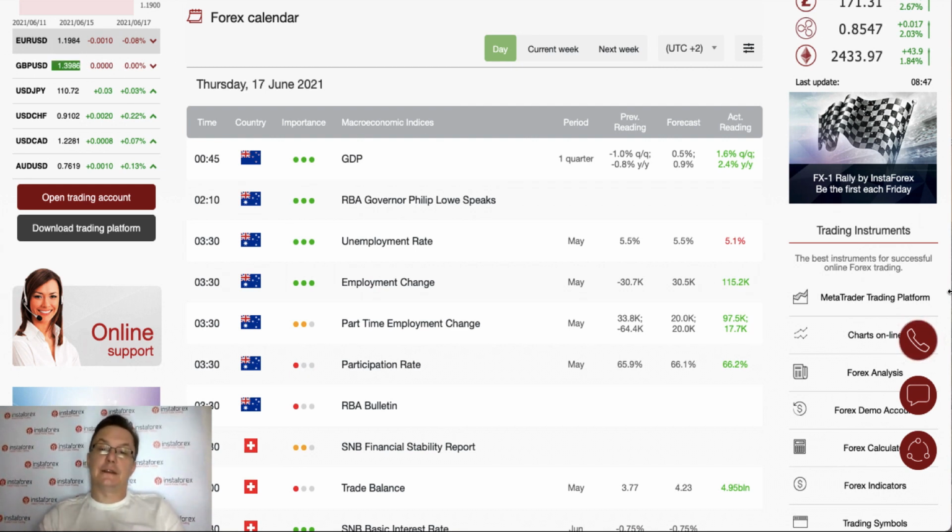Today is Thursday, the 17th of June 2021. Let's take a look at the Forex calendar because there were some important data released overnight.